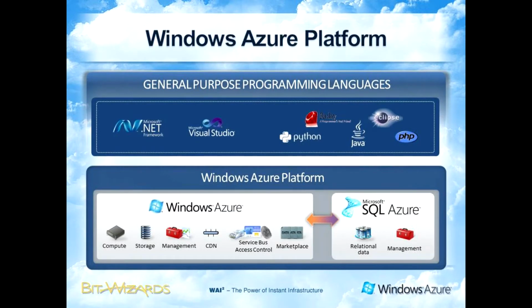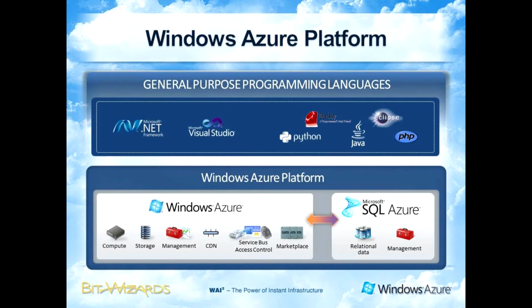When we talk about the Windows Azure platform, I'm going to go over it kind of quickly. We've got the general purpose programming languages. You don't necessarily have to use .NET. You can work in Python, Java, PHP, Eclipse, Ruby on Rails. But at the core, you're going to get a better experience with Visual Studio and .NET because they have full control to allow us to do certain things. But you're going to get a pretty good experience there.